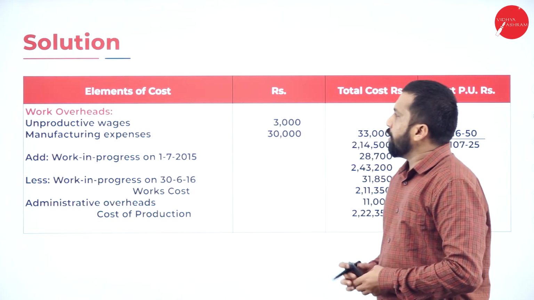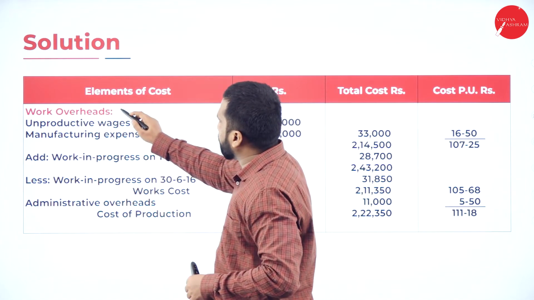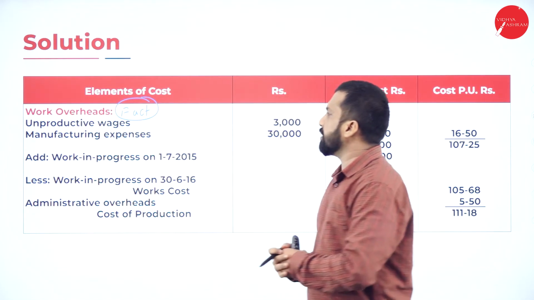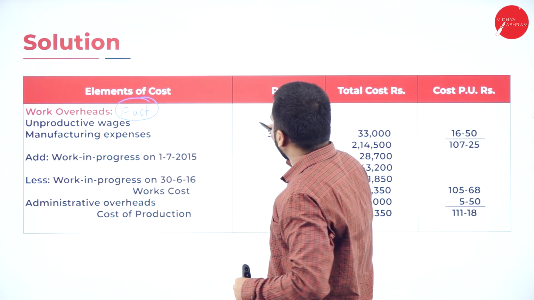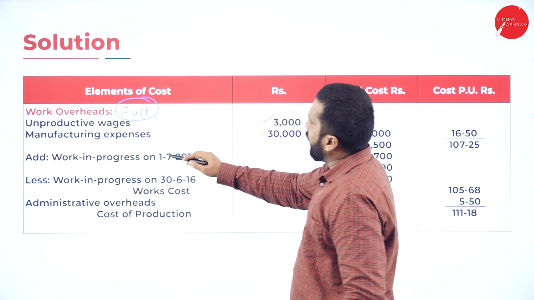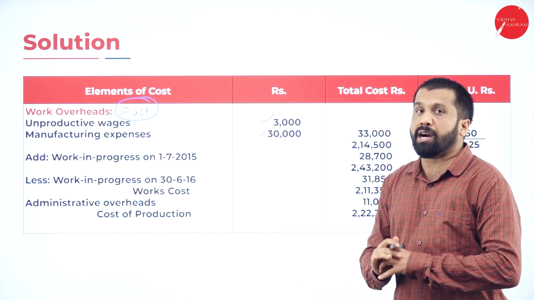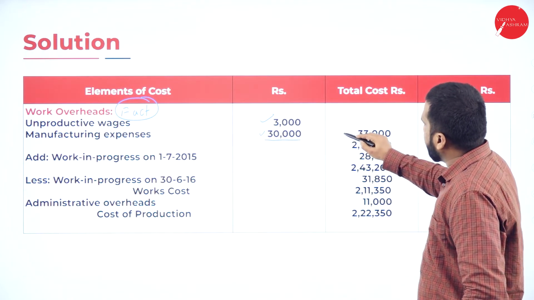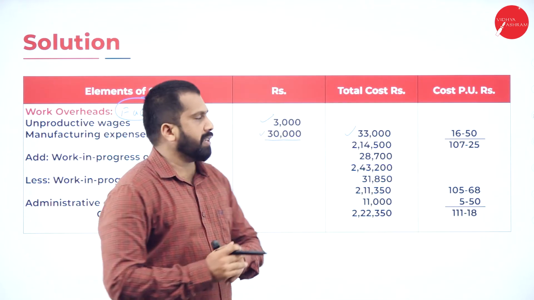Now, we'll go for the next one, work overhead. What is work overhead? As you know, it is factory overhead. Now, under factory overhead, unproductive wages, manufacturing expenses. Add work in progress, minus work in progress. How did we calculate? See, 3 plus 30, you get 33,000. Opening stock of work in progress. How much?